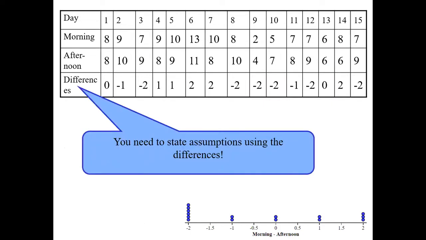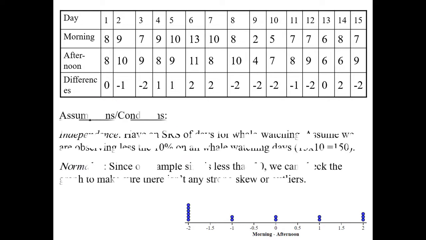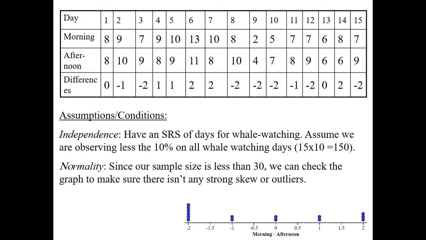Make sure the assumptions are in terms of the differences, not the other parts, and the conditions. So the assumptions and conditions: we have independence because we are given a simple random sample of days. They're not consecutive days, they're randomly selected. And we have to assume that this is less than 10% of all the days that they will be watching whales. So we have to assume that they've been doing this. 15 times 10 is 150. So we have to assume they do this over more than 150 days to make their decision.